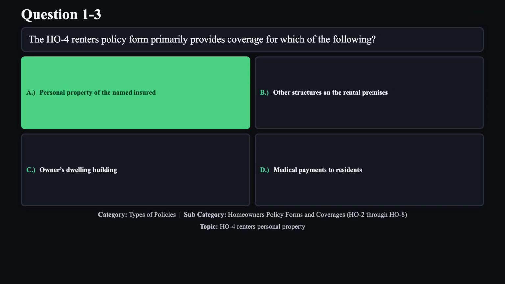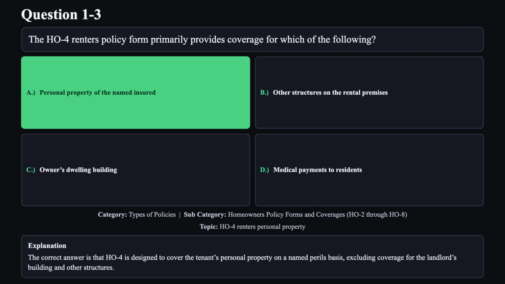The correct answer is A. The correct answer is that HO4 is designed to cover the tenant's personal property on a named perils basis, excluding coverage for the landlord's building and other structures.